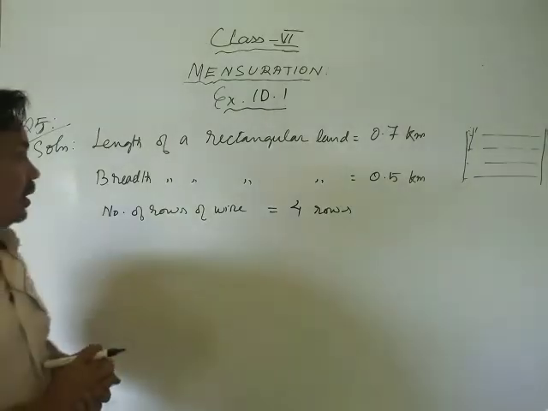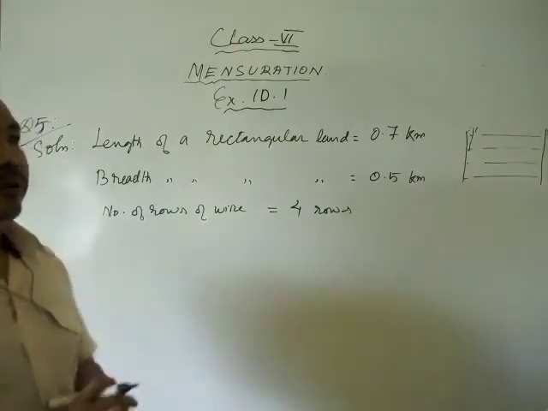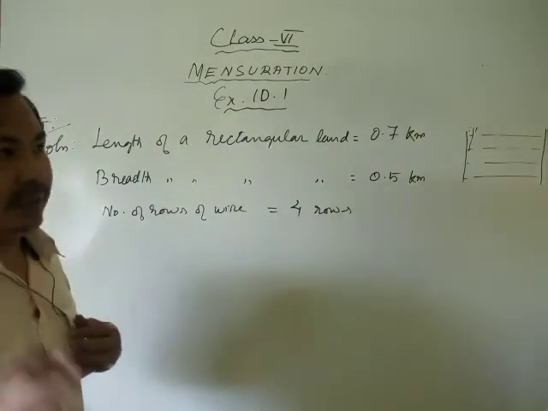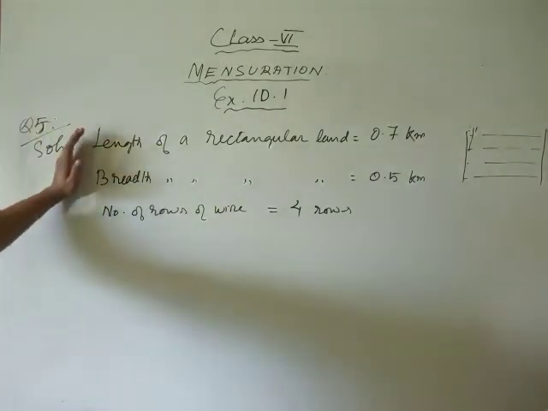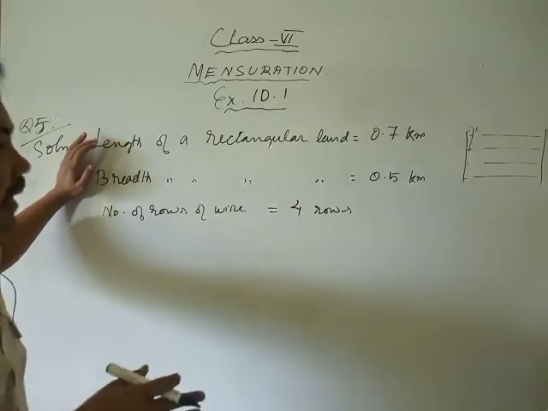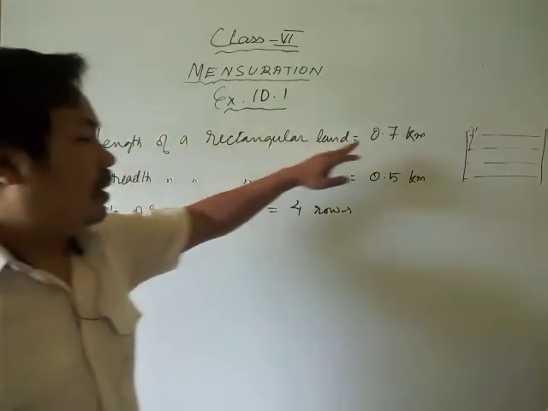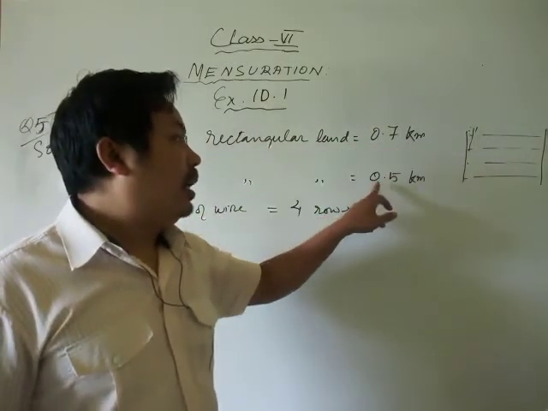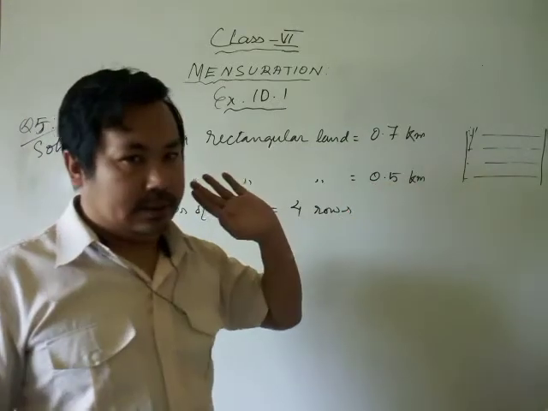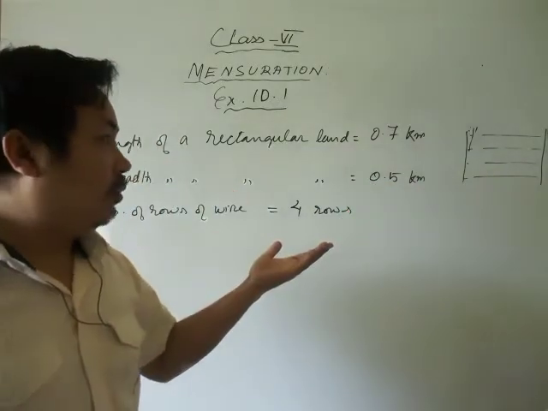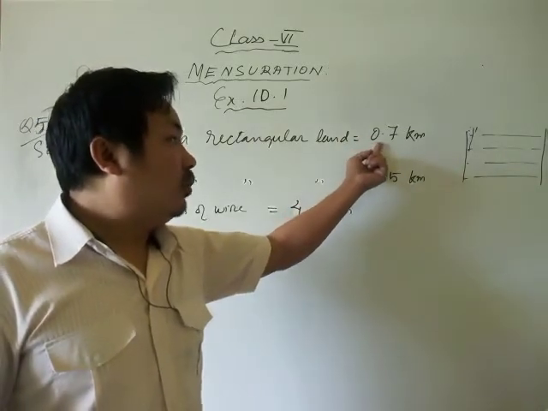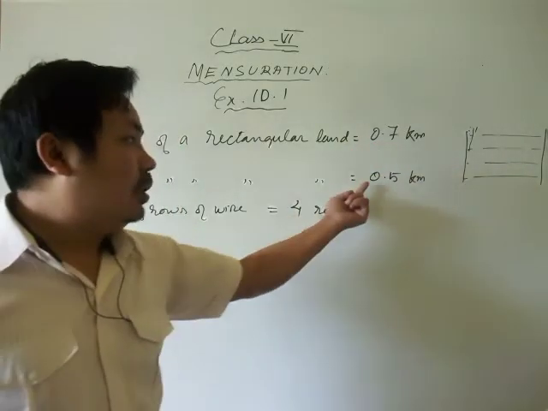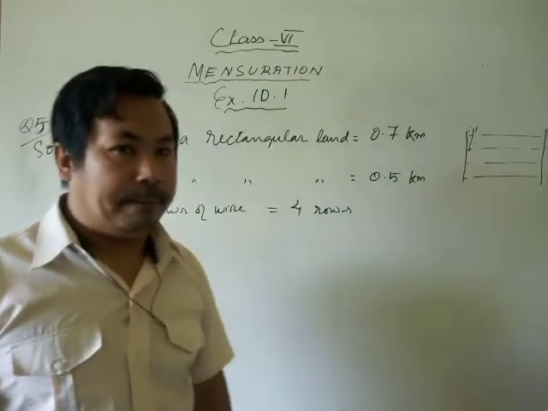Hello, my dear, and next we have question number 5. The other questions I'm leaving for you to do. They are very simple. Question number 5 says there is a rectangular land and it has dimensions of 0.7 kilometer by 0.5 kilometer. That means the length of the rectangular land is 0.7 kilometer and the breadth is 0.5 kilometer.